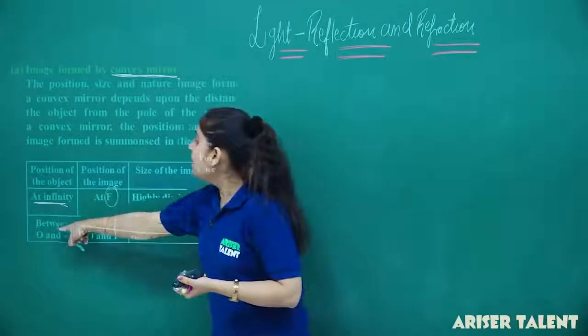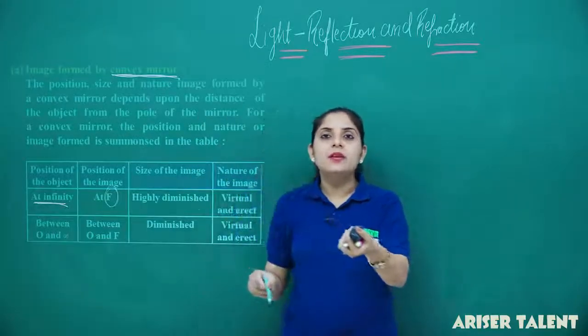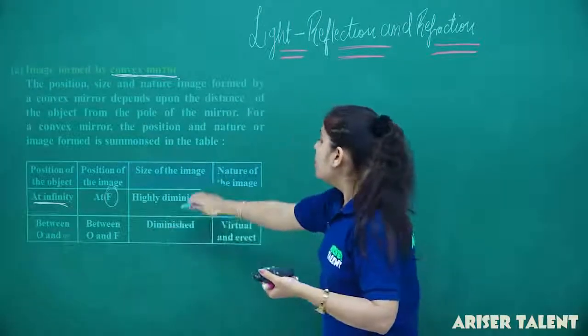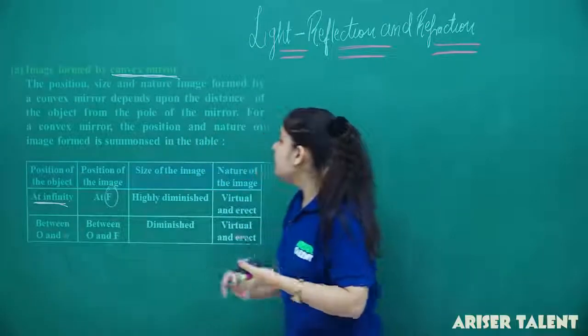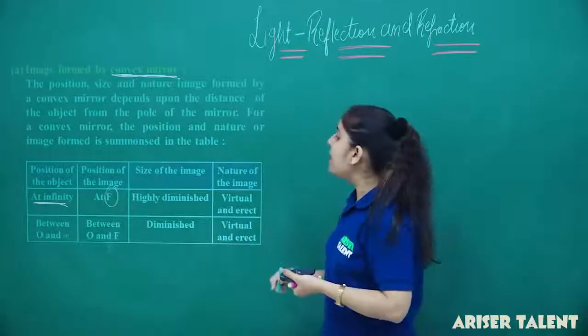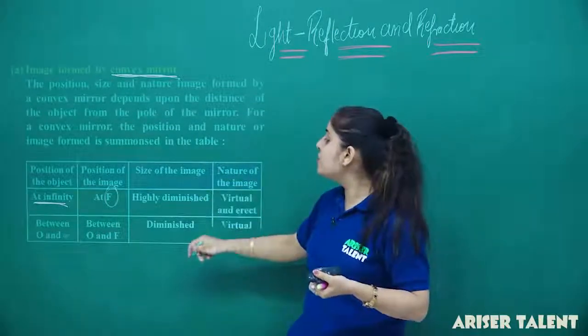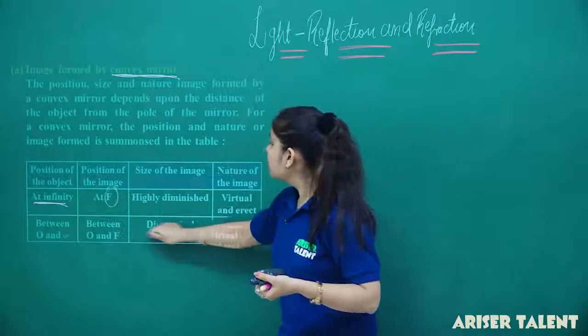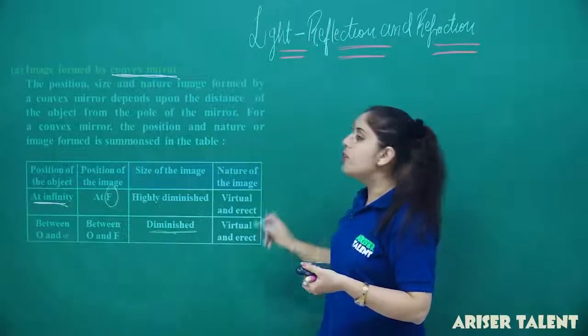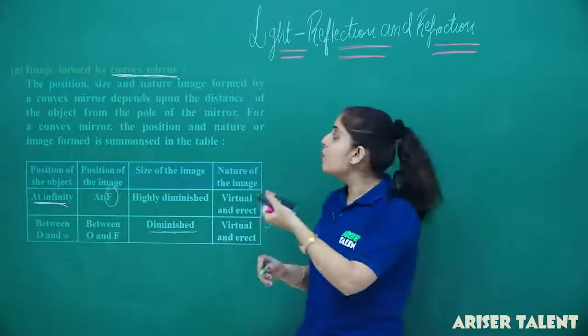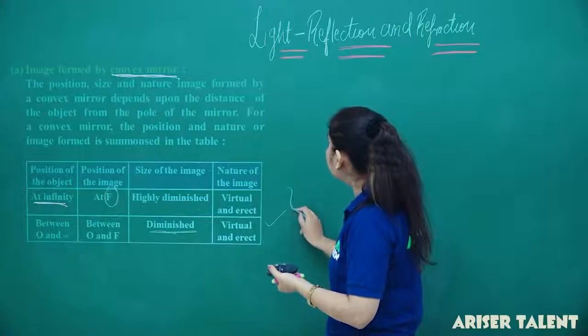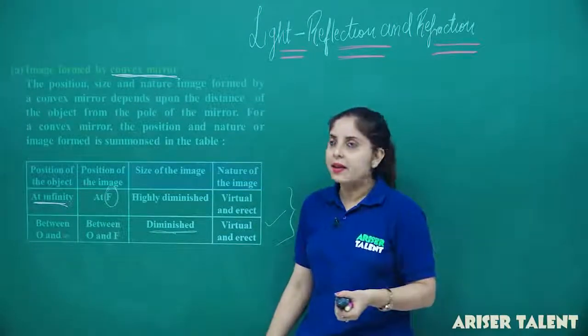Now, if you are placing an object between infinity and the center point, then what will happen? We will again get the image between O and F and the image will be highly diminished. And this will be again virtual and erect. So, you can see that the convex mirror is forming the image which is virtual and erect.